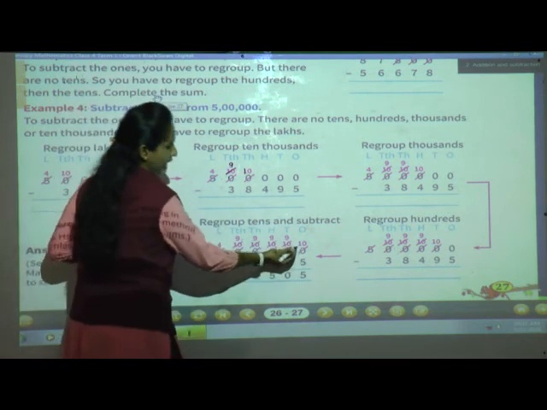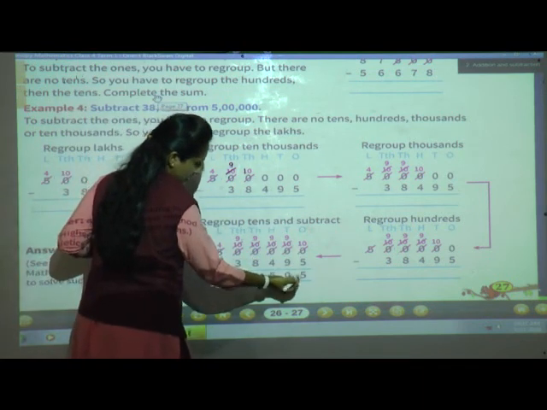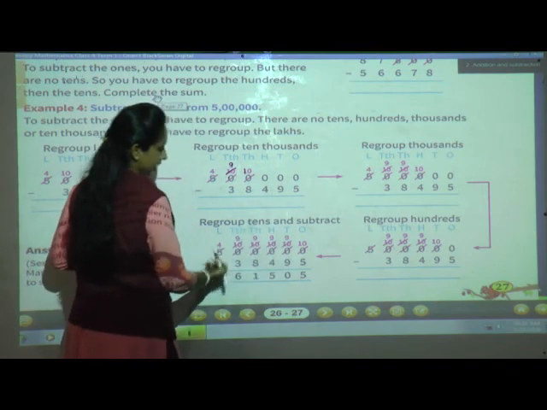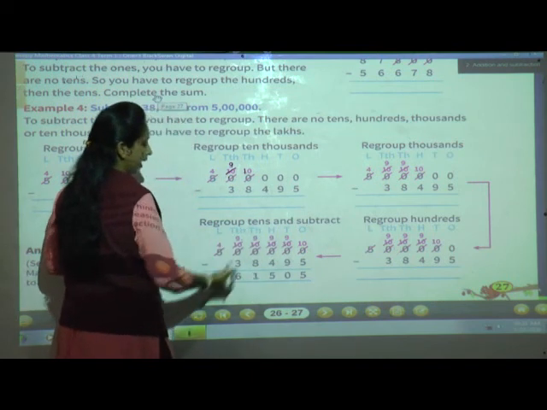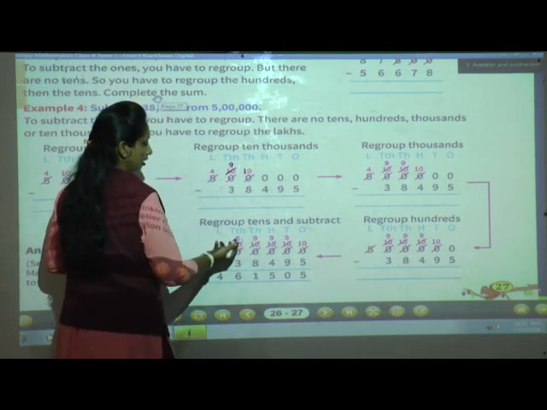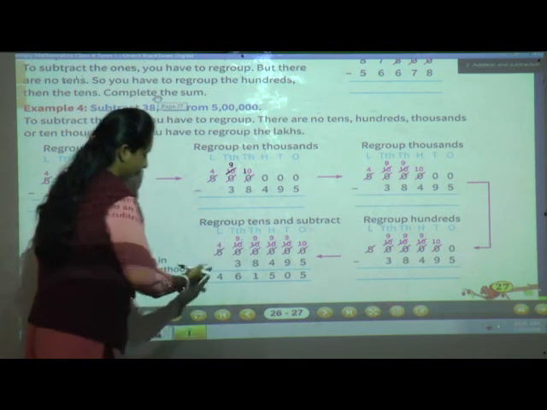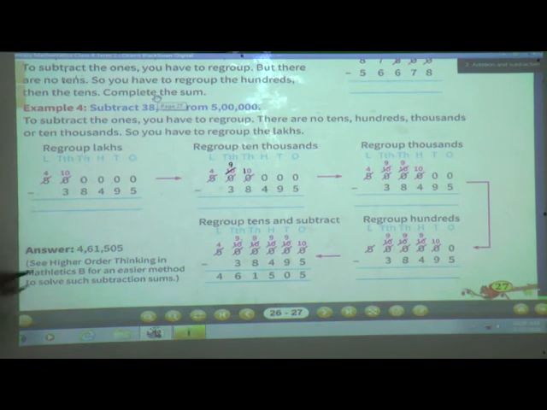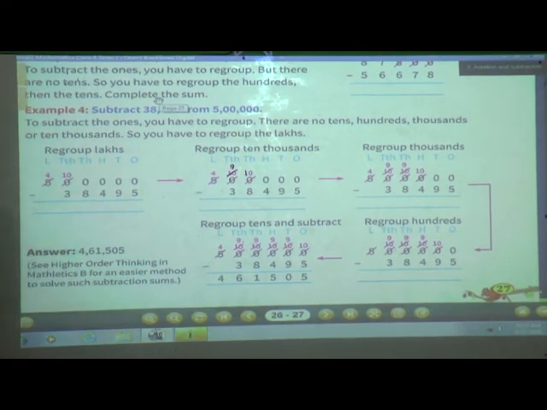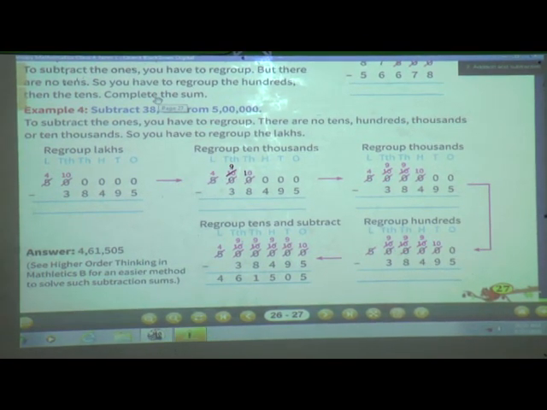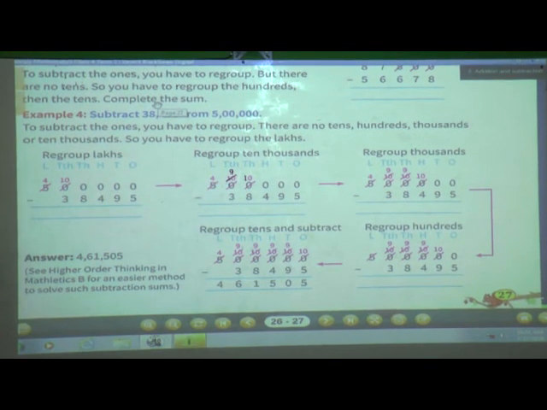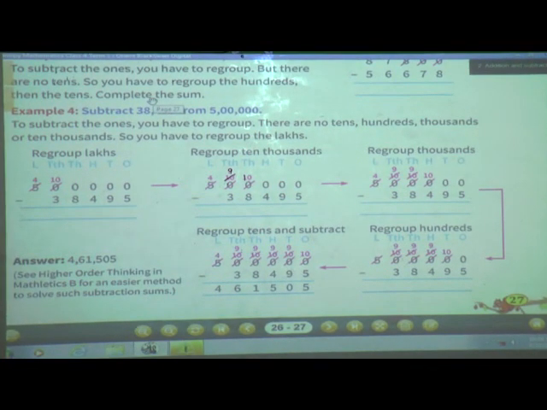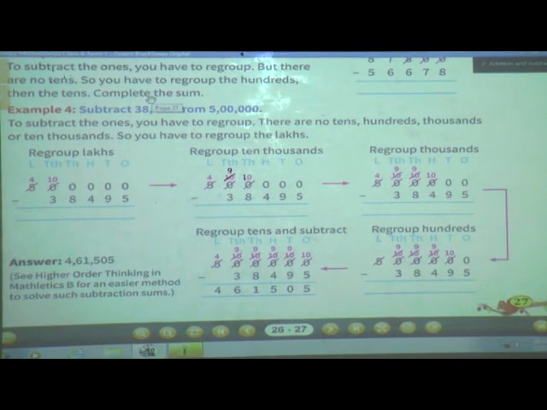So now here we have 10 minus 5 is 5, 9 minus 9 is 0, 9 minus 4 is 5, 9 minus 8 is 1, 9 minus 3 is 6, and 4 as it is. Now what is the answer we got? 4,61,505. See the Higher Order Thinking in Mathematics book for an easier method to solve such subtraction sums. Understood till here?